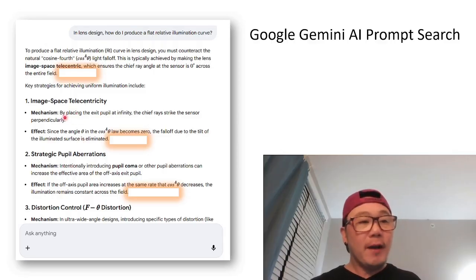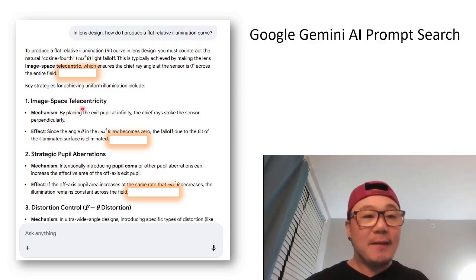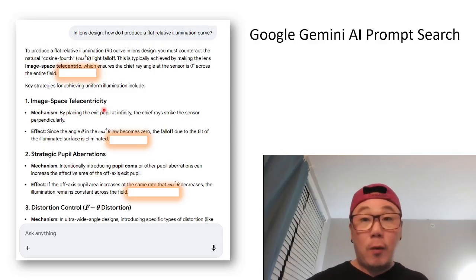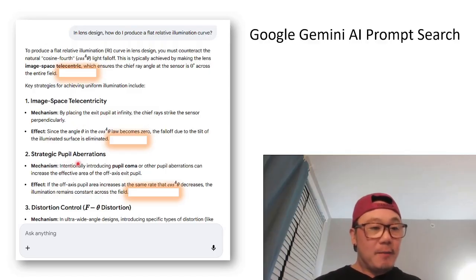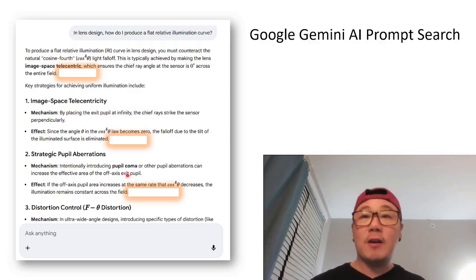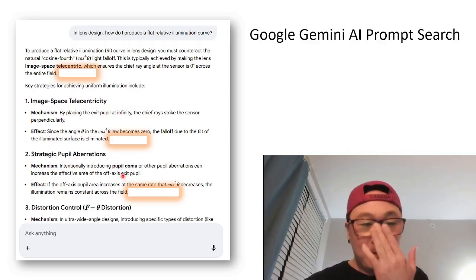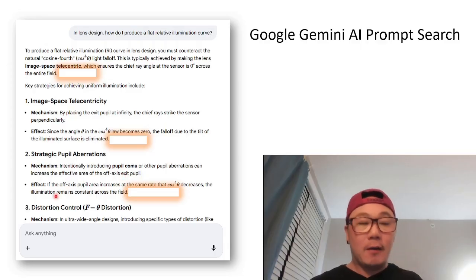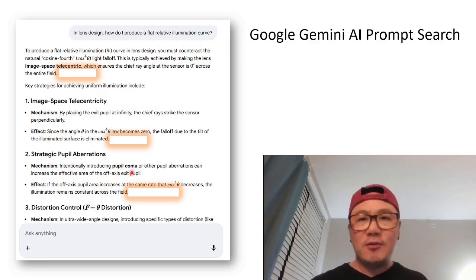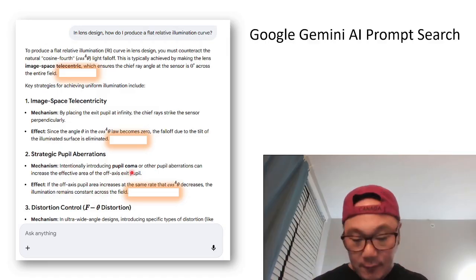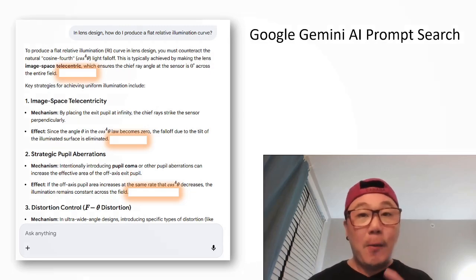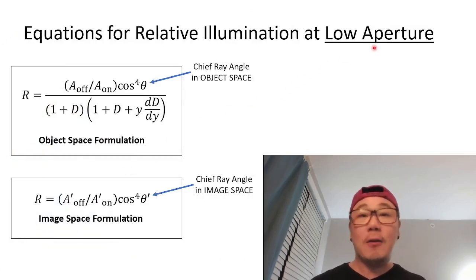It says things like, okay, try creating image space telecentricity. Well, you don't really have to have image space telecentricity to have a flat curve, okay? And then it says pupil aberrations, pupil coma. Try to control the pupil coma, which is correct. Then it says try to control the distortion, which is also correct, but pupil coma and image distortion are related, okay? So the real way of doing this is to examine the equations for relative illumination at low aperture.